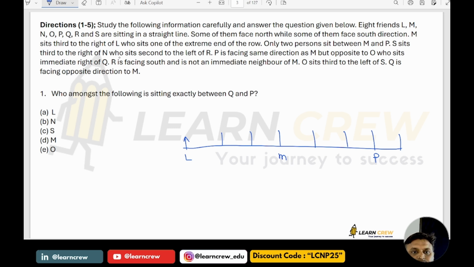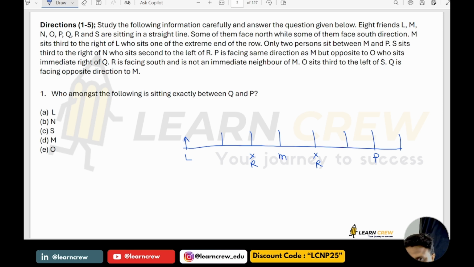Next, who is second to the left of R. P is facing the same direction as M but opposite to O, who is immediate right of Q. R is facing south and is not an immediate neighbor of M. This is what is given. O is to the left of S. Q is facing opposite direction of M.